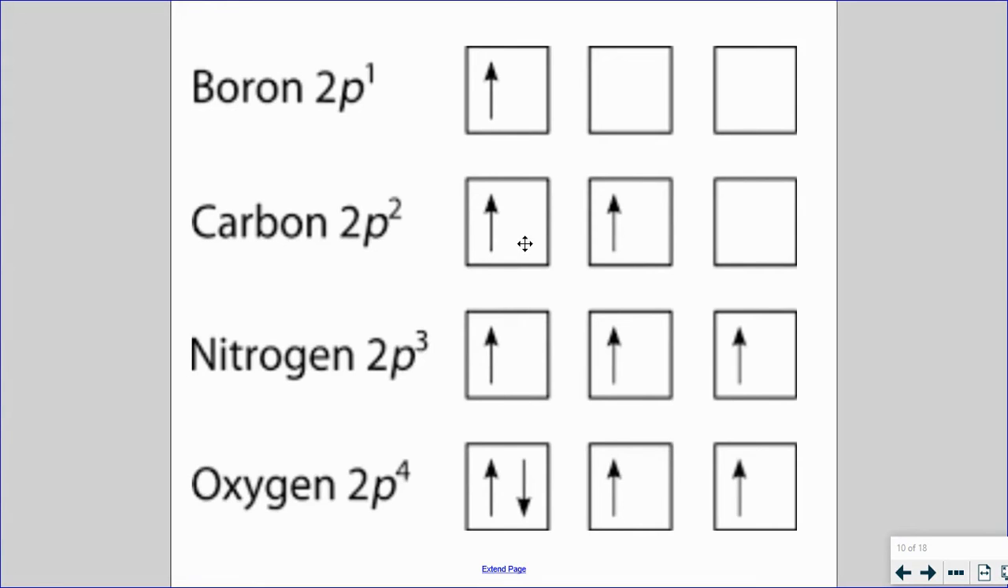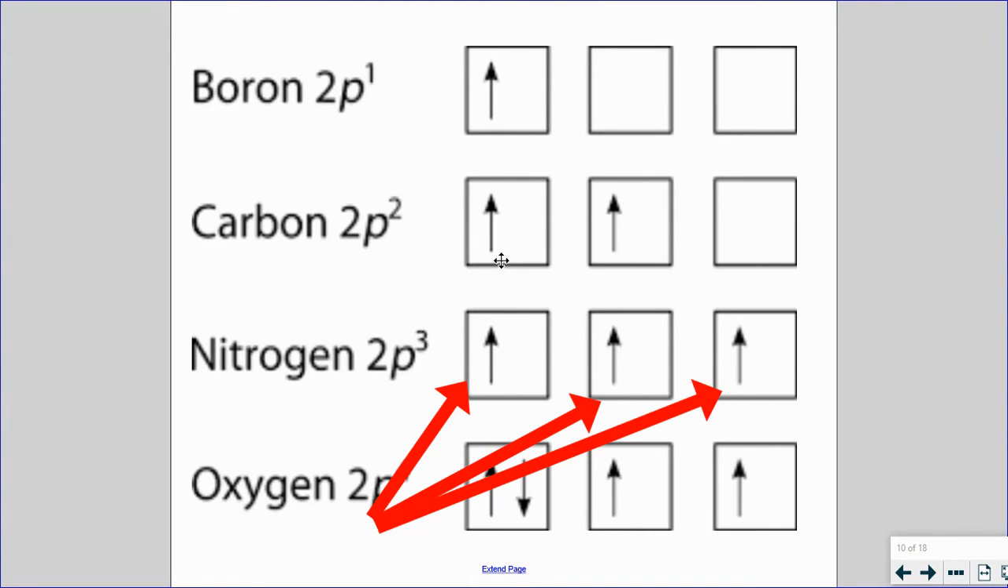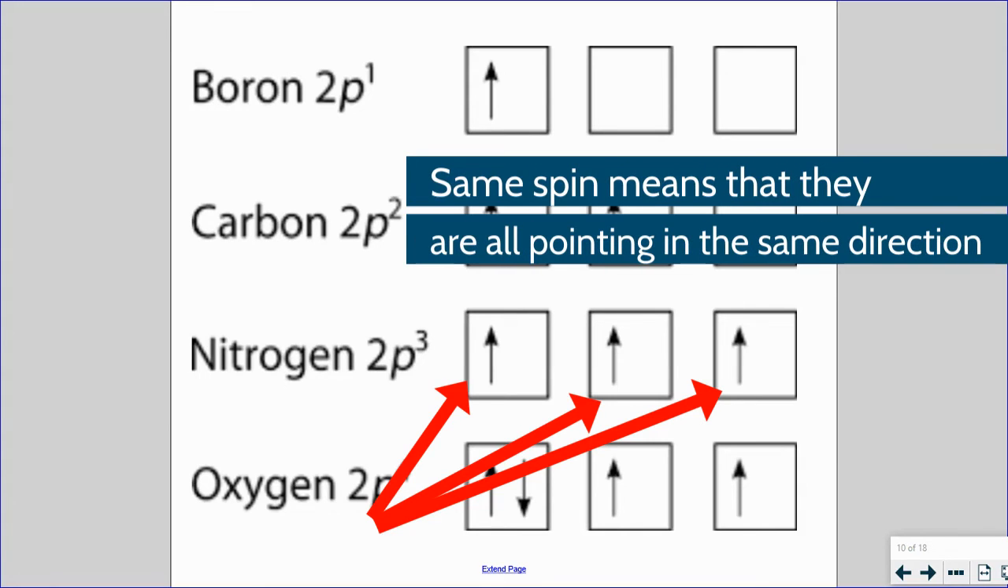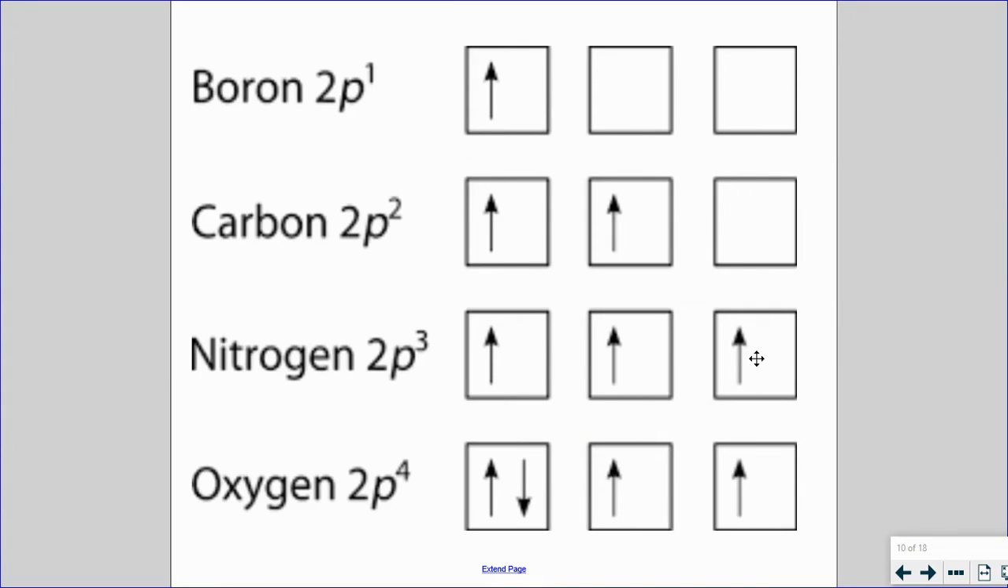Instead, what we do is we place one electron in each of the orbitals until each orbital has at least one electron. Notice how each of the electrons in these 3p orbitals all have the same spin. It is only when we have our fourth electron that we place it into the first orbital with the opposite spin. This brings us to our next rule.